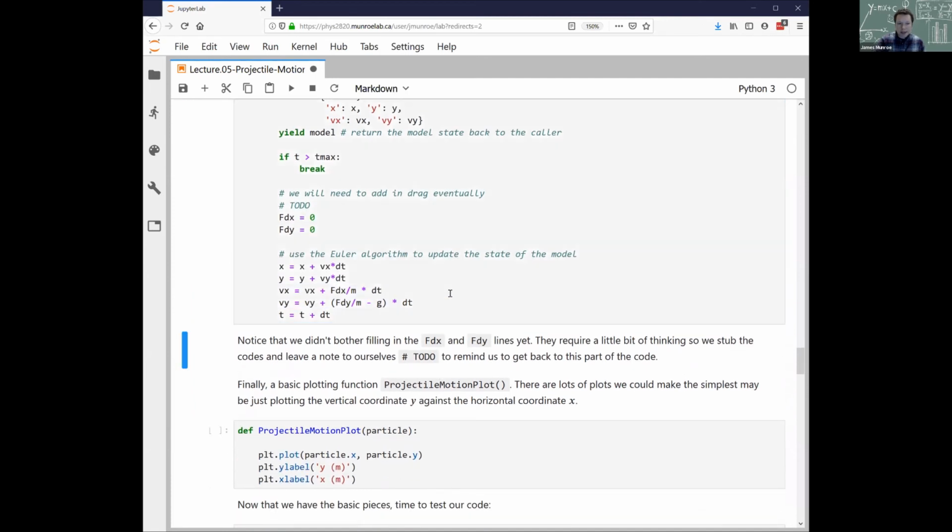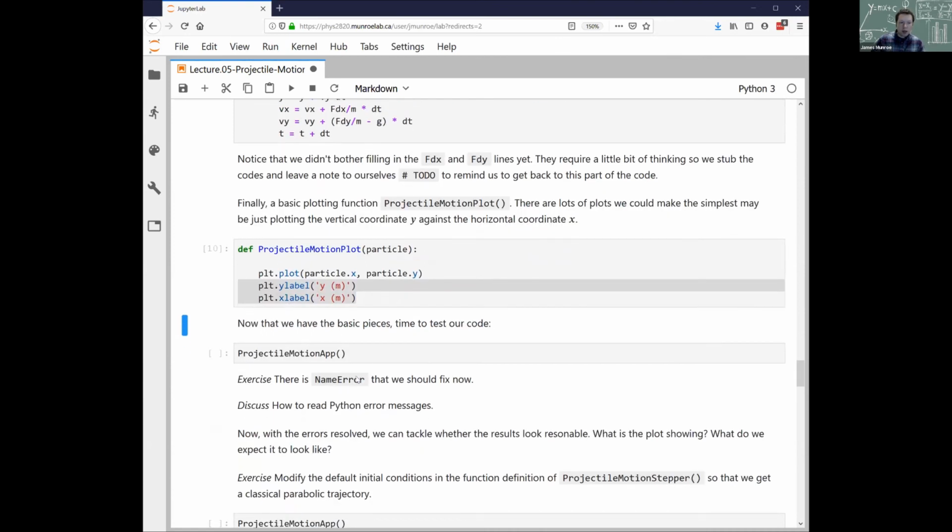Okay, so if I run this, now it's defined. I also need a very simple plotting program. For projectile motion, the most natural thing that I can think of to plot is the vertical position against the horizontal position. So let's do that. Our projectile motion plot is going to plot the x component on the horizontal, the y component on the vertical. Always give yourself some labels, and you're good. So with that cookie cutter and that driver code, I now can test my program right away. When I run this, I can see whether or not I've made any mistakes.